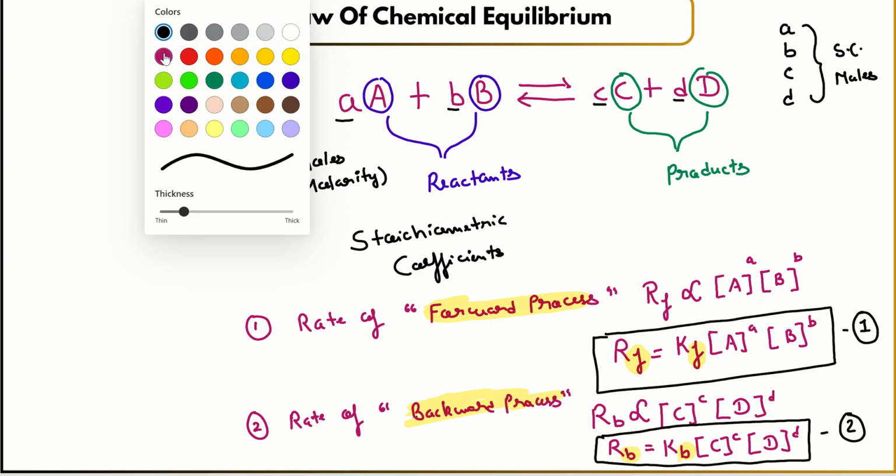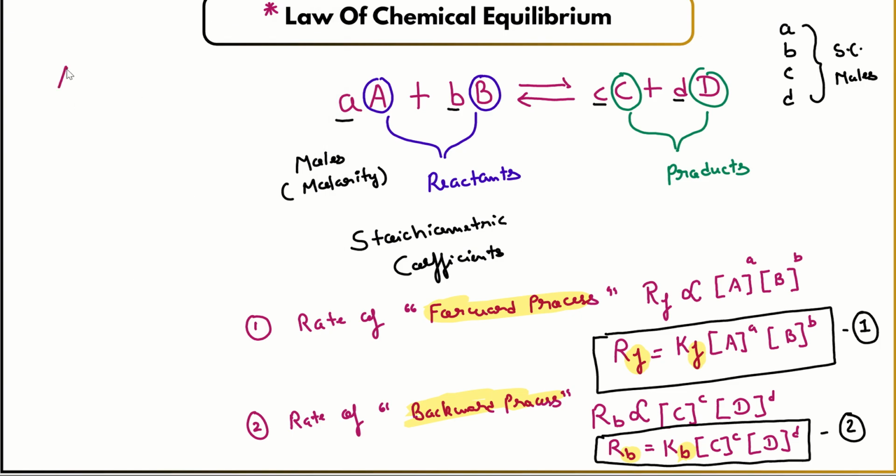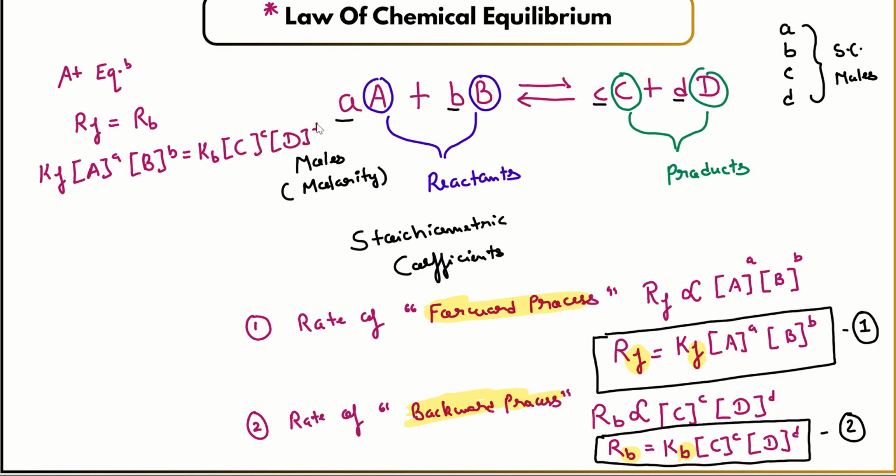Now guys, moving forward, we have just studied that if anything is at equilibrium, then the rate of the forward process is always equal to the rate of the backward process. Now what was the rate of forward process? This we have denoted as Kf, [A]^a [B]^b. It will become equal to Kb, the rate of the backward process, which was [C]^c [D]^d.